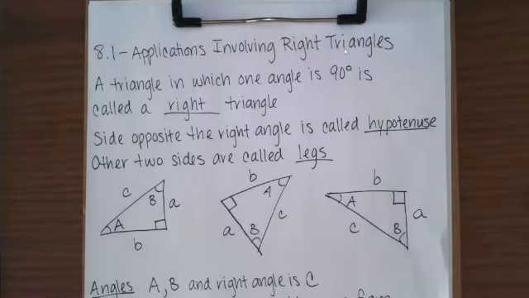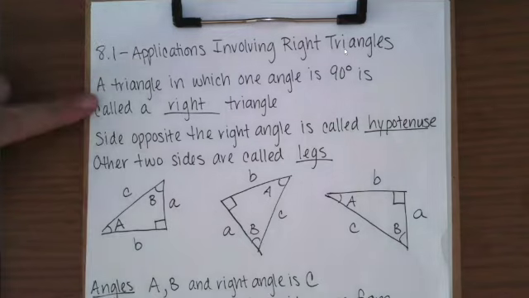Section 8.1 is on applications involving right triangles. I have a couple definitions up here that we've already seen this semester, but I just wanted to include them again to be thorough. So first thing here is we have a triangle in which one angle is 90 degrees is called a right triangle. We've been working with these all semester.